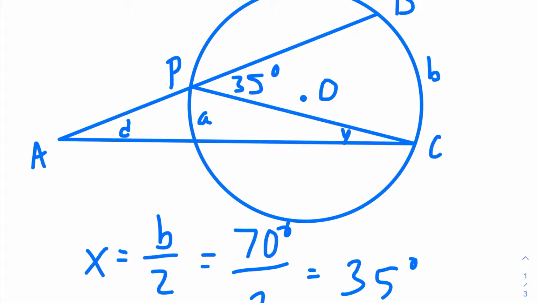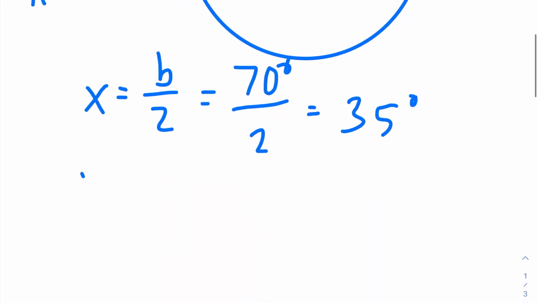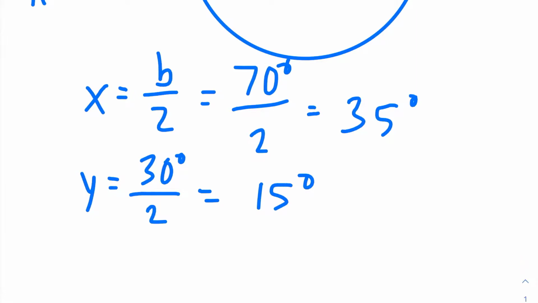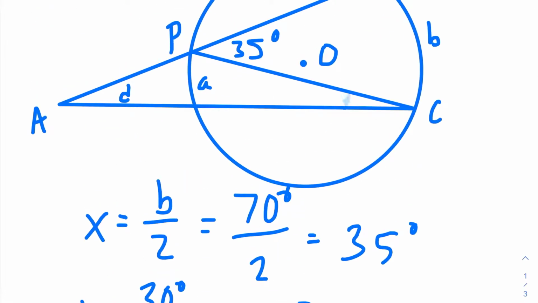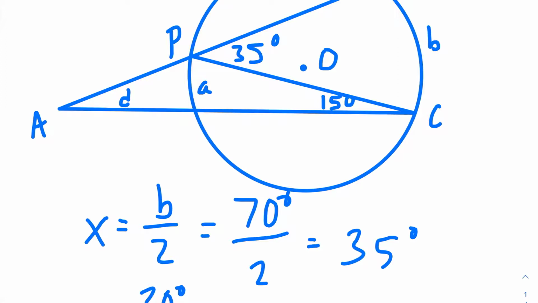And we can do the same for Y, because Y is inscribed in a circle, and it subtends the arc A, which is 30 degrees. So Y is equal to 30 degrees over 2, which is equal to 15 degrees. Now we can find D.